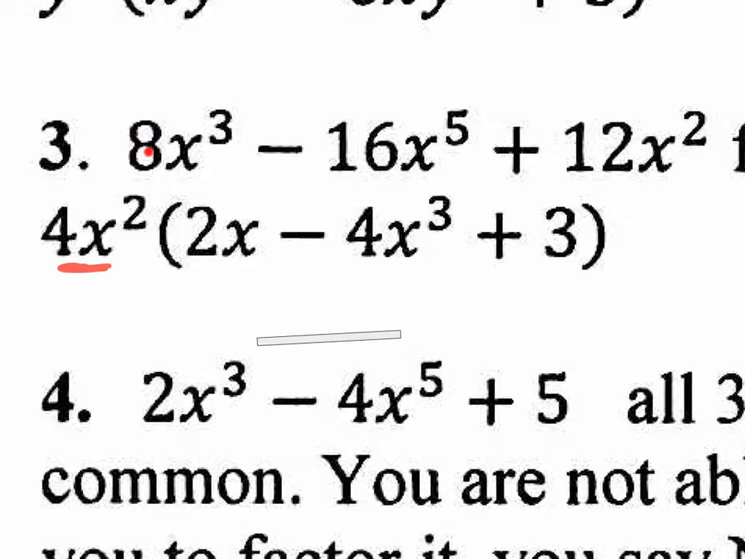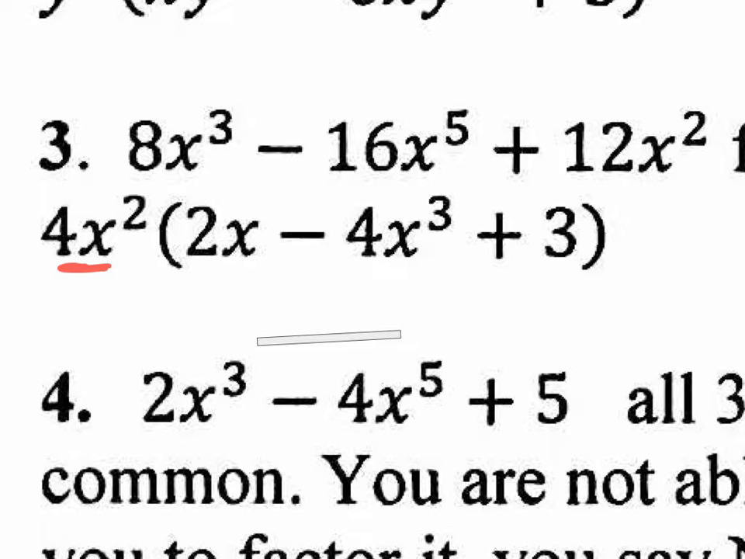Well, if I pull out a 4 from here, it's like saying 4x squared times what will get us back to the 8x to the third? Or 4x squared times 2 will get us to 8, and x squared times x will get us to x to the third. 4 times what will give us a minus 16? 4 times minus 4. So that's how we come up with this stuff. X squared times x to the third will get us the x to the fifth. Okay, so it's kind of like doing distributive property backwards.